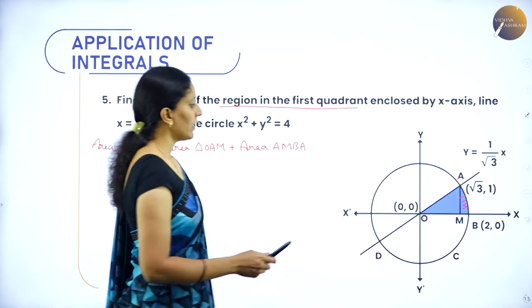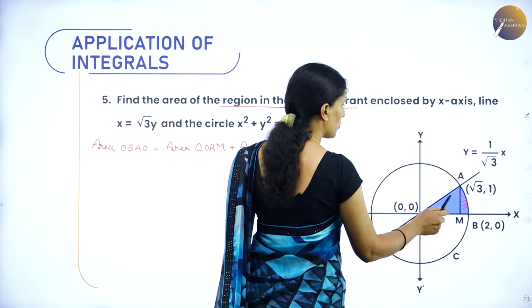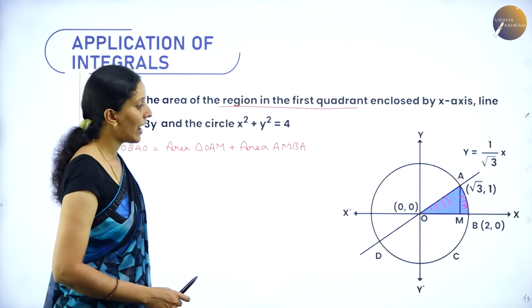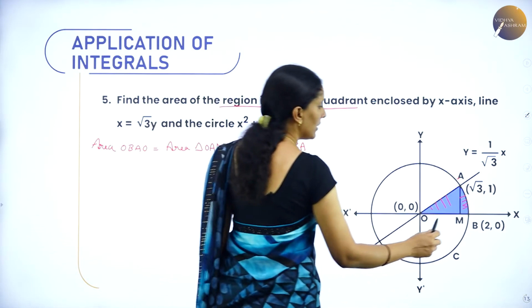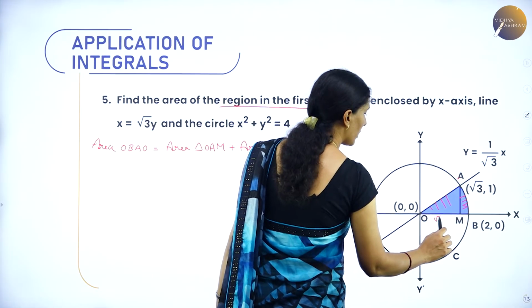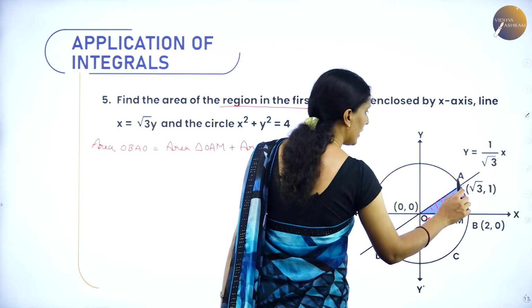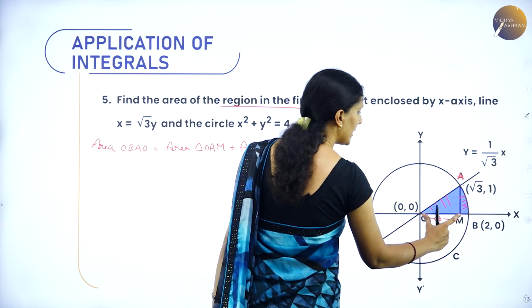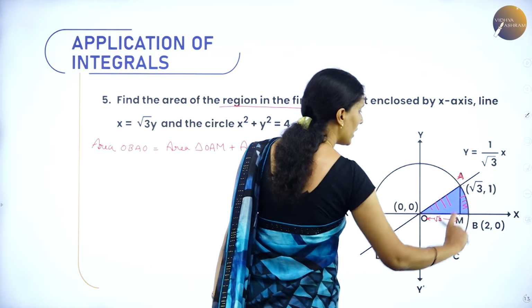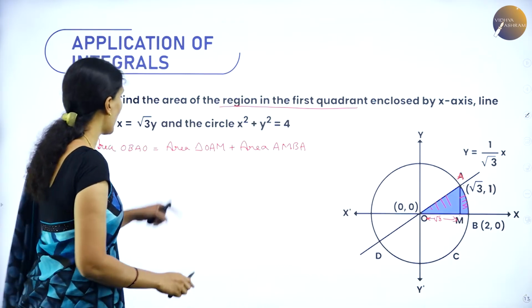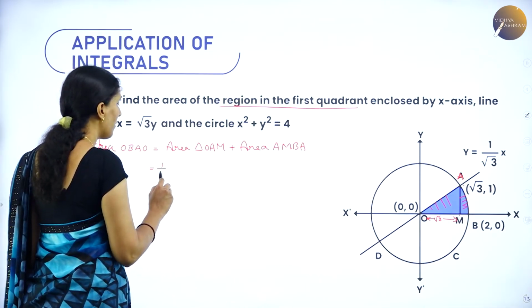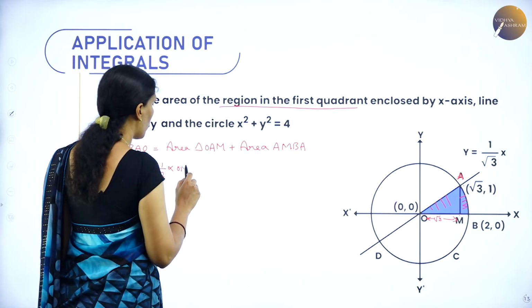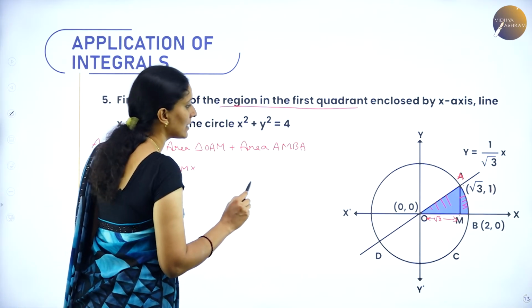Now for the area of a right angle triangle, I can apply half into base into height. Here this distance is nothing but root 3, because the point A is root 3 comma 1, meaning the x coordinate distance is root 3, and the y coordinate distance is 1. So therefore here you can apply the formula as half into base into height. What is the base there? That is OM. What is the height there? That is AM.